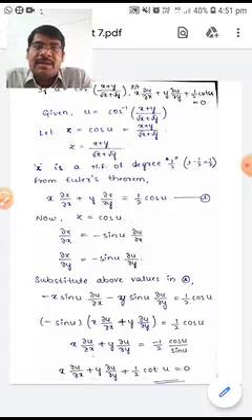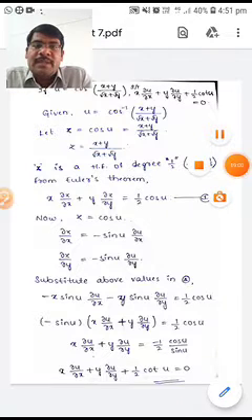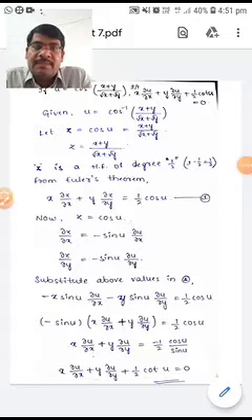Here, by the previous problem, (x plus y) by (root x plus root y) is a homogeneous function of degree 1 by 2. By Euler's theorem, x ∂z/∂x + y ∂z/∂y is equal to 1 by 2 z. Here z is cos u. Here this is kept as equation 1. Here z is cos u. Differentiate partially with respect to x on both sides.